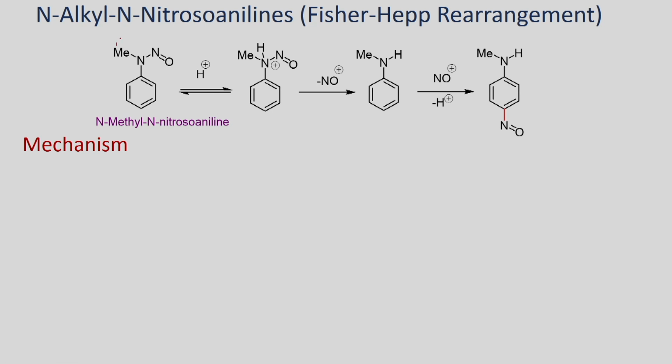The next example involves the reaction of N-alkyl N-nitrosoaniline. As we have just seen, when you treat this compound with acid, protonation can generate this quaternary ammonium salt, which can now lose the nitrosonium ion. Once you form this, as we have seen in aromatic electrophilic substitution, it can undergo addition followed by elimination, and you will be able to get this para-nitroso compound.